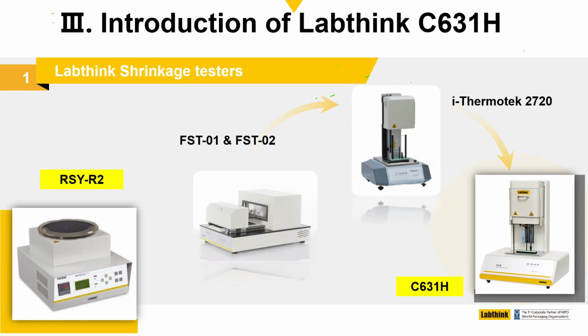And so we introduced the next one, which is the Thermatech 2720. This had the cable displacement sensor inside. And that was an improvement for certain, but there's still a degree of inaccuracy or imprecision due to the friction of the system, the internal friction of the cable transducer. And so we developed this one, C631H.